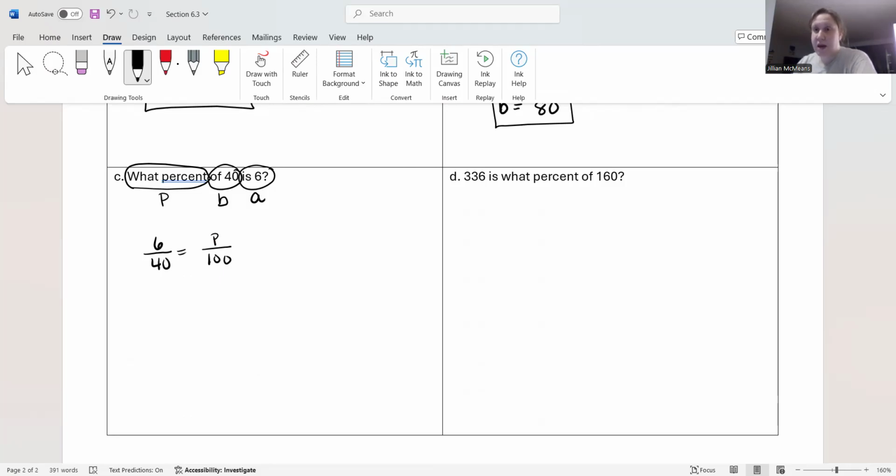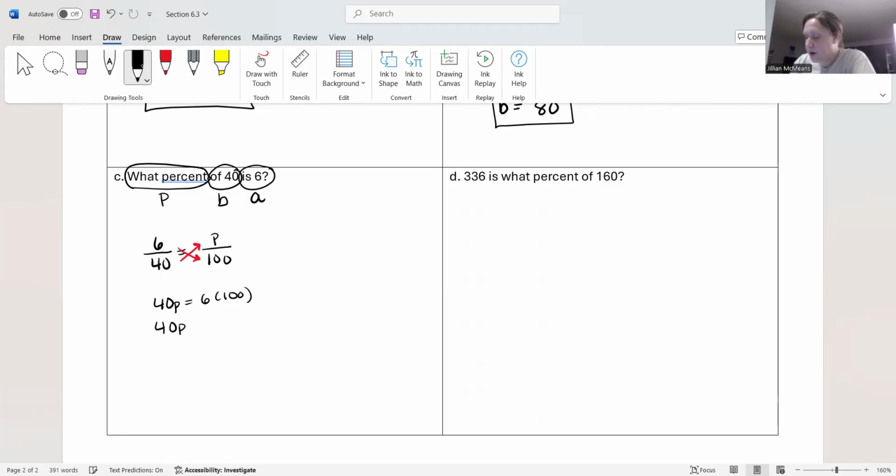It's going to work out the same way. We don't have to do anything crazy here. All right, we cross multiply. So I would get, remember, along the diagonals, 40 times P. I always multiply the diagonal that has the variable first. That's just my preference. You don't always have to do that, but that's what I always do. So I get 40 times P equals 6 times 100.